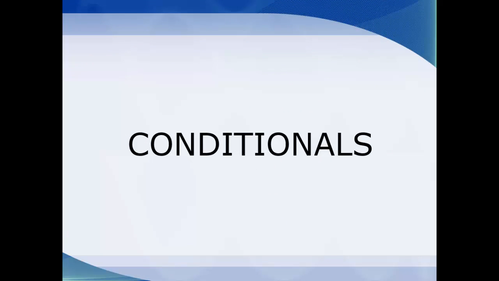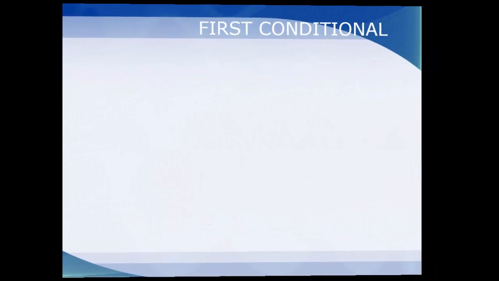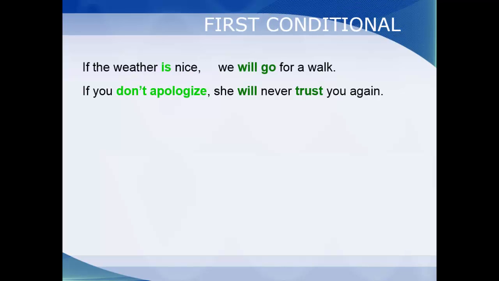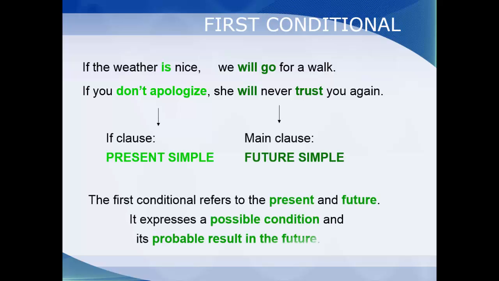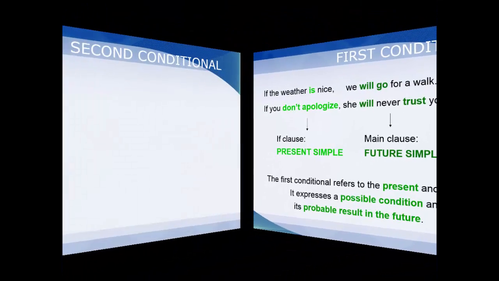Now we will move to the last part of our revision today. It's about conditionals. The first conditional is formed by if plus the first clause in the present simple, and the second clause with will plus the infinitive. The first conditional refers to the present and the future. It expresses a possible condition and its probable result in the future.